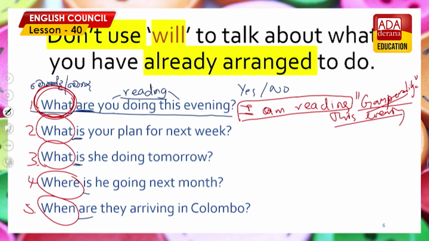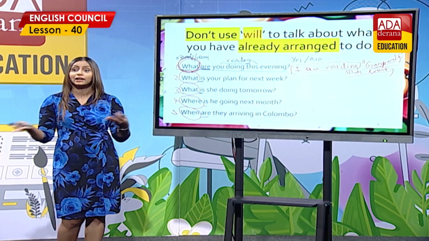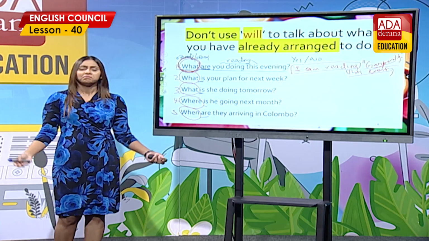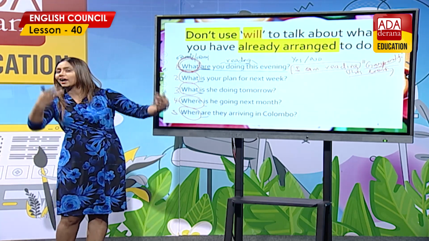Normally, if someone asks what are you reading this evening, you won't say I'm reading Gamperalia this evening. You won't give a full answer like that. You will simply say Gamperalia. That's it. We answer the question with what.